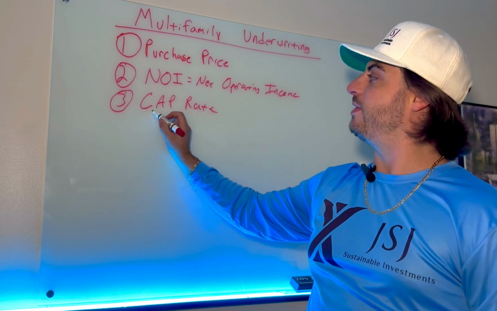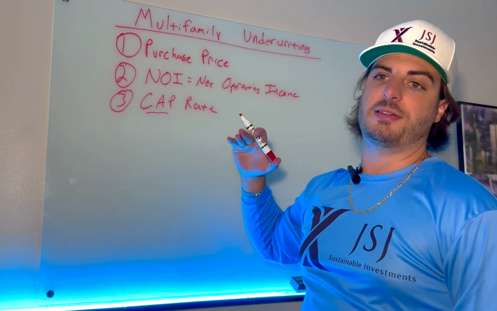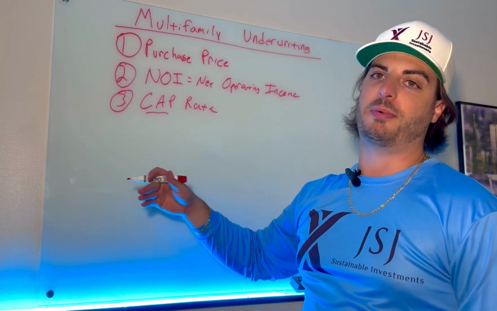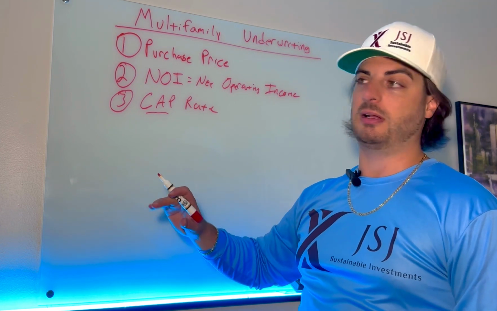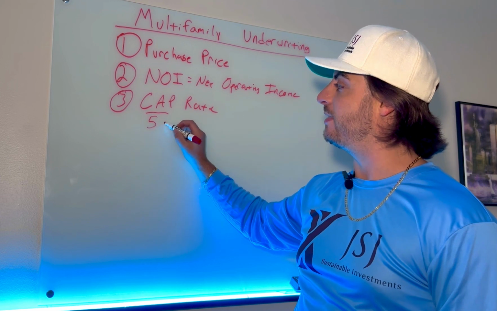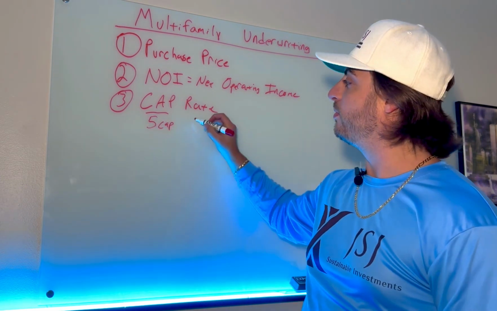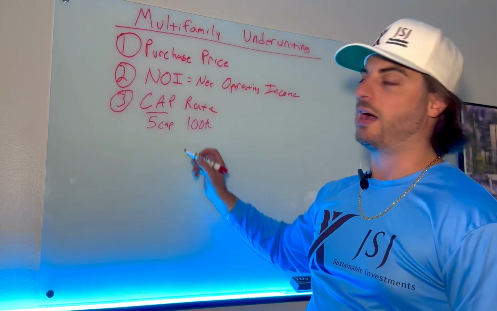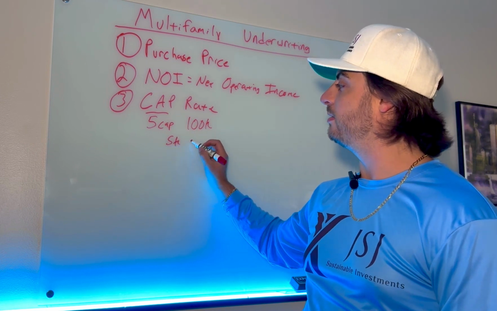The easiest way to explain the cap rate is if you were to buy a property for all cash, this is how much income it would produce. So say you see something that's like a 5 cap and you bought the property for $100,000, that would produce you 5K of cash flow.